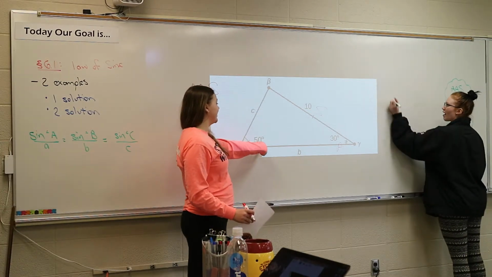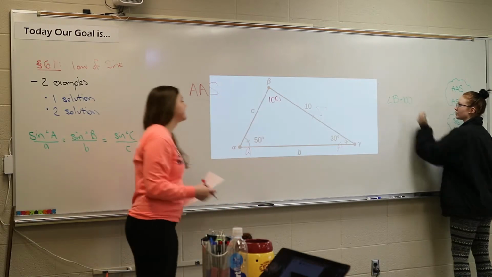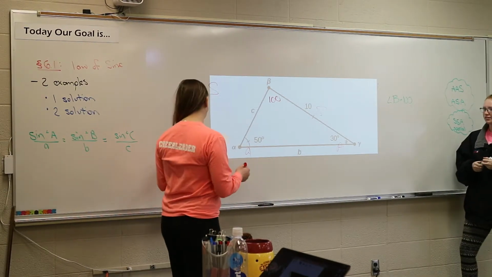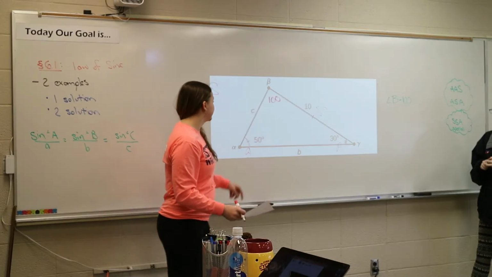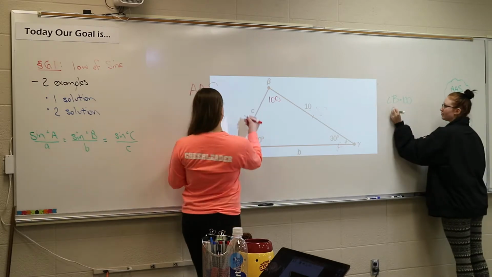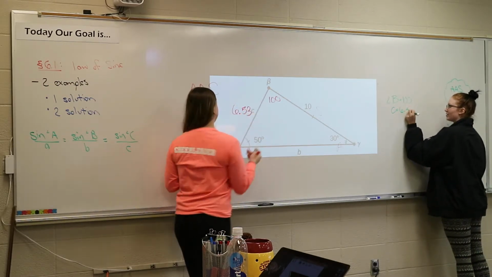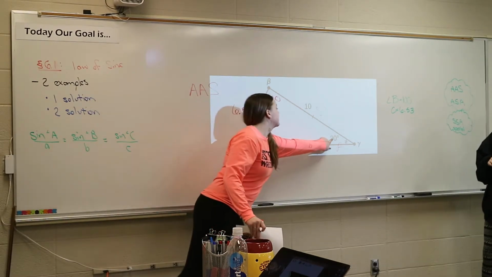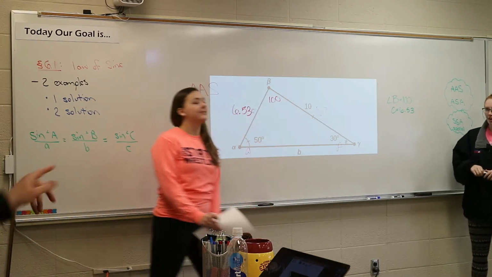180 minus 50 minus 30 is 100. Keep going. And then you take the sine of 50 over 10 equals the sine of 30 over c. Fish method. 6.53. Now, does that number make sense? Yes. Why? Because this angle is smaller than this angle, so this wall is smaller than that wall. Very nicely done.